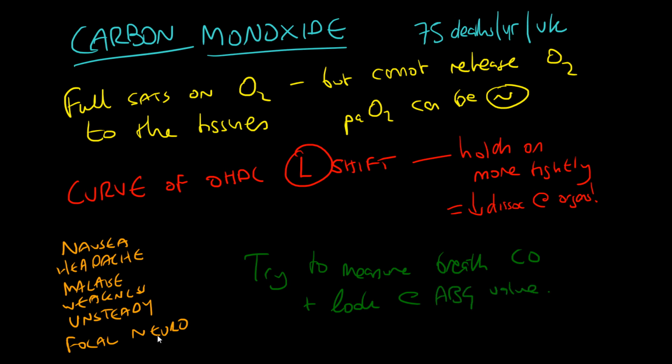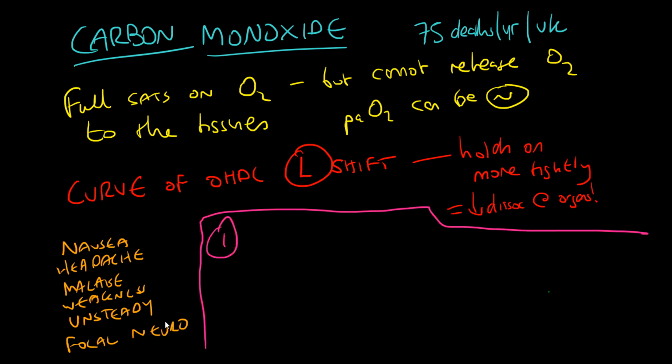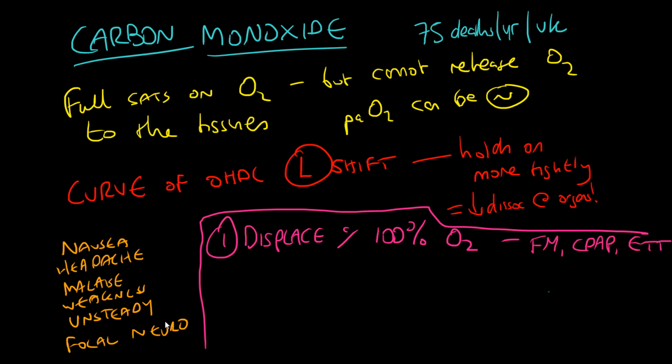And your treatment plan will cover a number of different things. The first thing is you're trying to displace that carbon monoxide with 100% oxygen, and that's either with a face mask, non-invasive ventilation, or in the worst case scenario, an endotracheal tube. This has the purpose of trying to reduce the half-life of carbon monoxide from 6 hours to 1 hour. So you can be doing this for quite a while before it works, but you need to do it to prevent that tissue hypoxia from getting even worse. So hyperoxygenate them in the first instance.